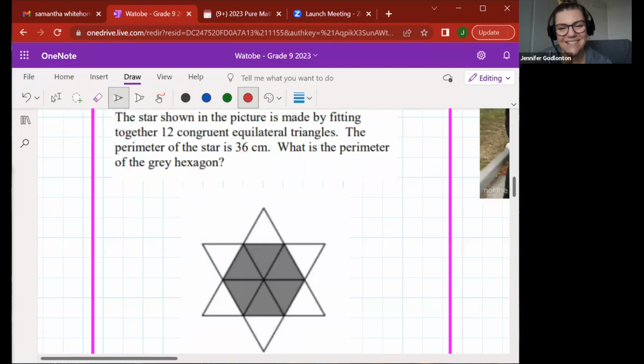Keep the guesses coming, guys. Just see what you can do. So the perimeter of the star is 36 centimeters. What is the perimeter of the gray hexagon? Shoot, we're getting a very big number here.